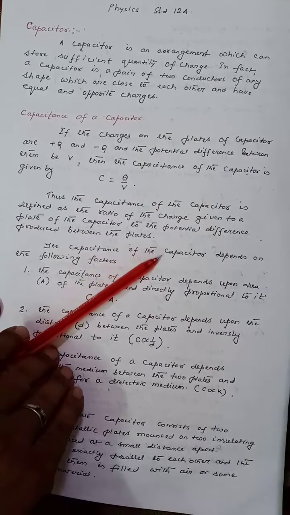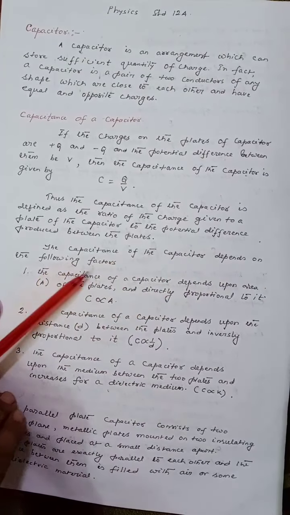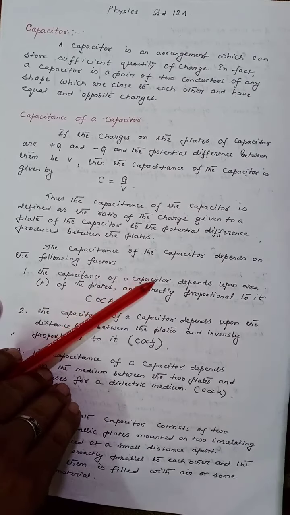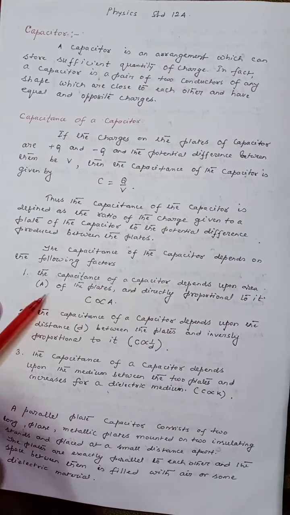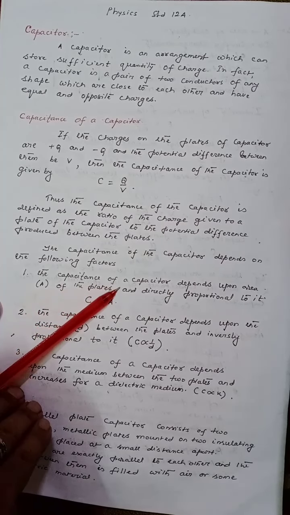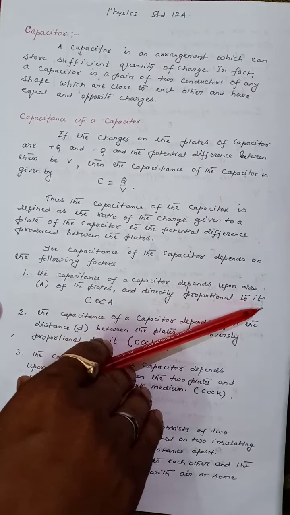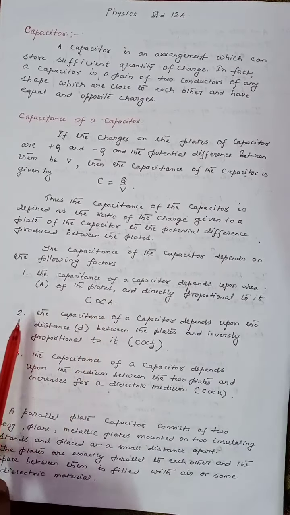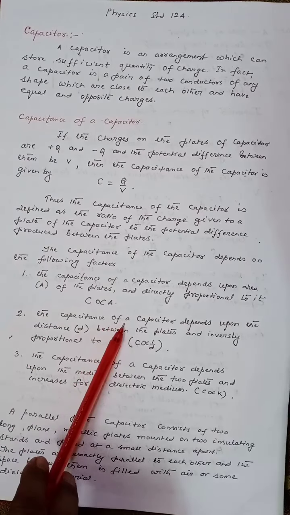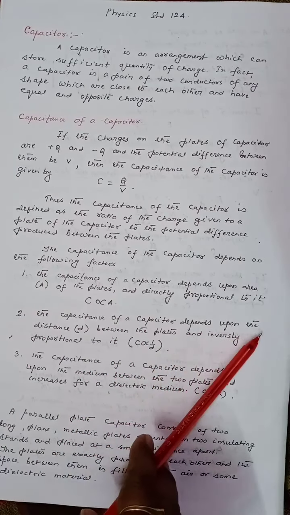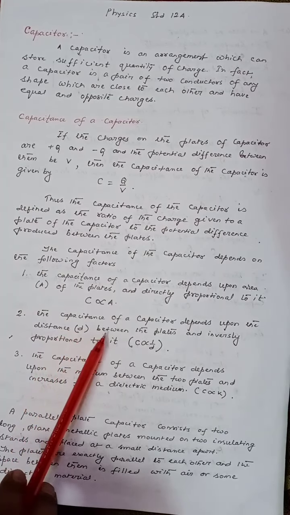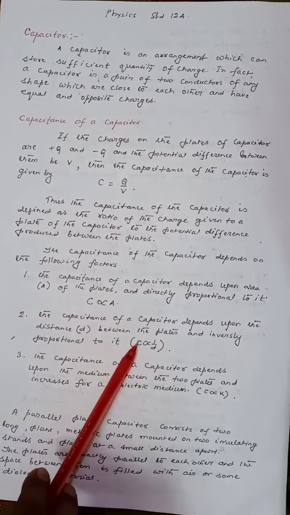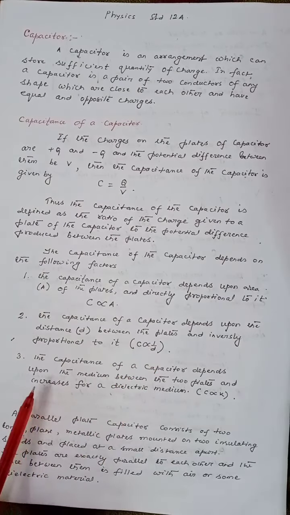The capacitance of the capacitor depends on the following factors. First, the capacitance of a capacitor depends upon the area capital A of the plates and is directly proportional to it, meaning C is directly proportional to A. Secondly, the capacitance depends upon the distance small d between the plates and is inversely proportional to it, meaning C is inversely proportional to d.